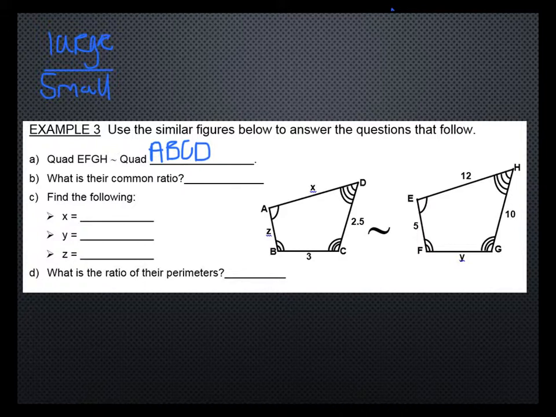So now let's look and try and find our common ratio. We have side HG and we have side DC. Our large is 10. Our small is 2.5.